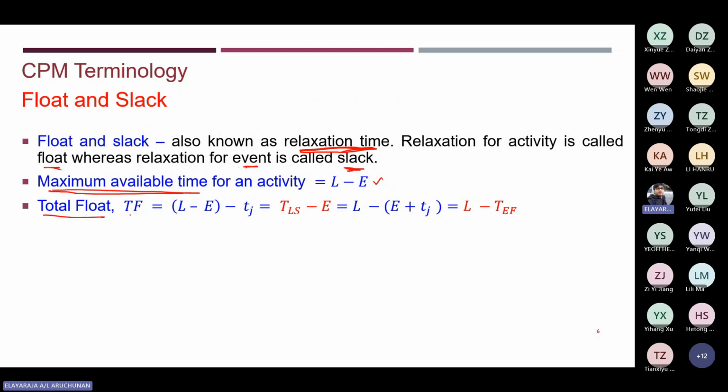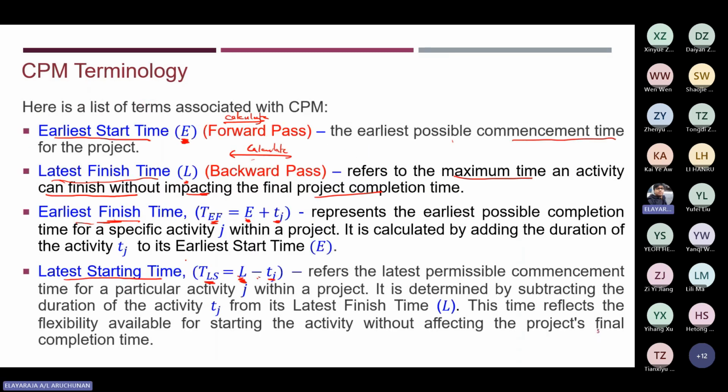All right, so total float. Total float, denoted by TF, is equal to the maximum allowable time, L minus E, minus the duration of the project. The duration of the project can also be illustrated using a formula. As we know, the maximum allowable time L minus E is also calculated from the latest starting time, the formula we obtained before. So this can also be calculated from here.